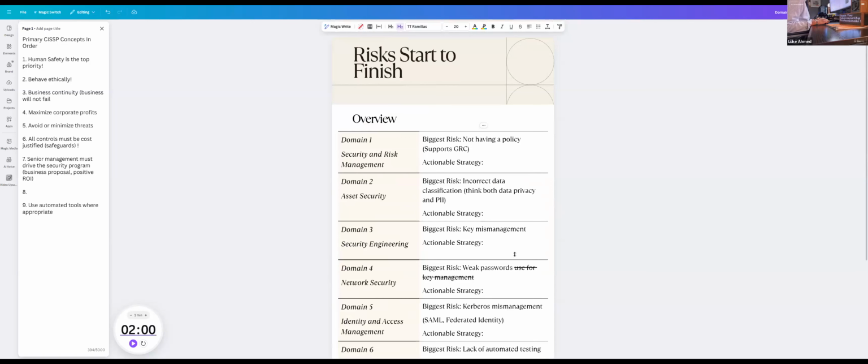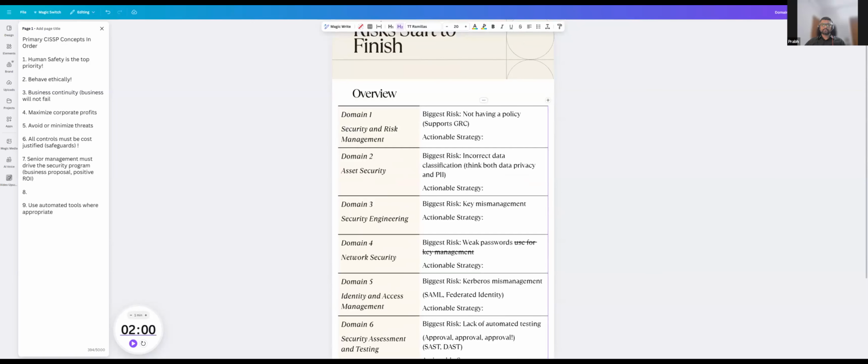Should we go to actionable strategies, guys? Okay, so now that we have gone through all the biggest risks, and not always just the biggest risk, they're just risks, right? But to us, we consider this the biggest risk right now. So if we're studying for the CISSP exam in 2025, this is what we're going to keep in mind.